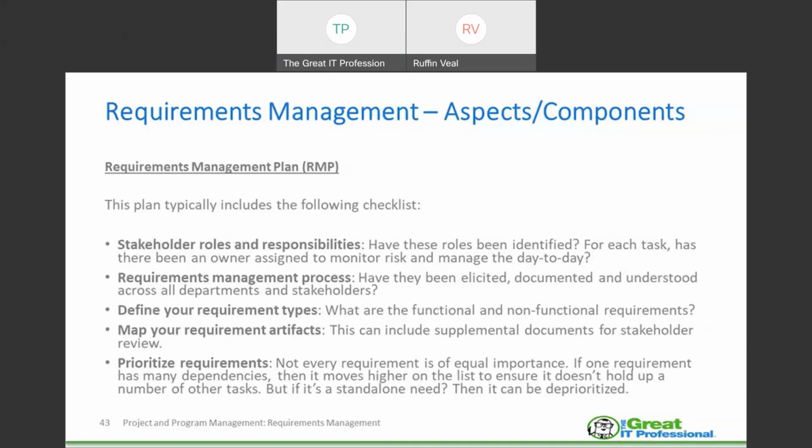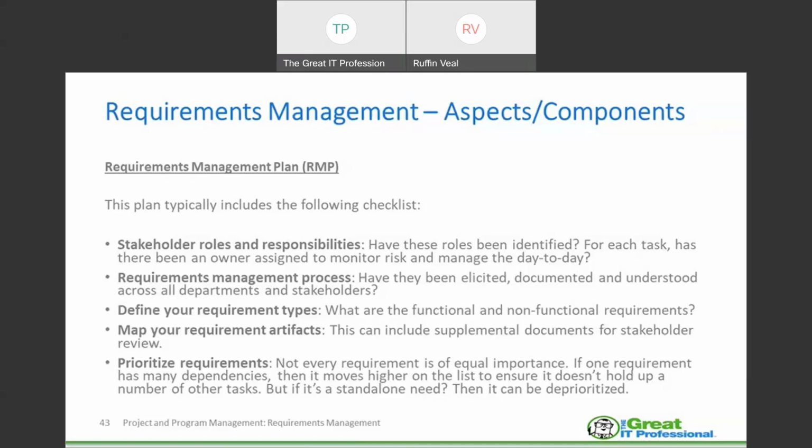After we put together the components in our lists and our processes, we want to develop a plan. That's the outcome of putting those processes and steps together. We want to create a plan, and that plan is going to involve, of course, our stakeholders, our requirements management process, and our requirement types that we talked about.